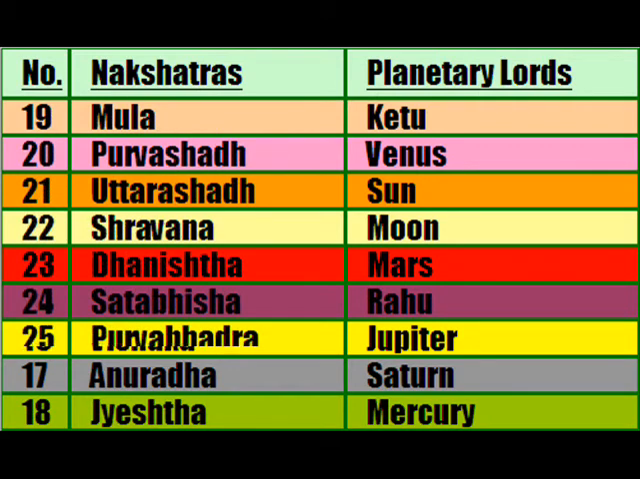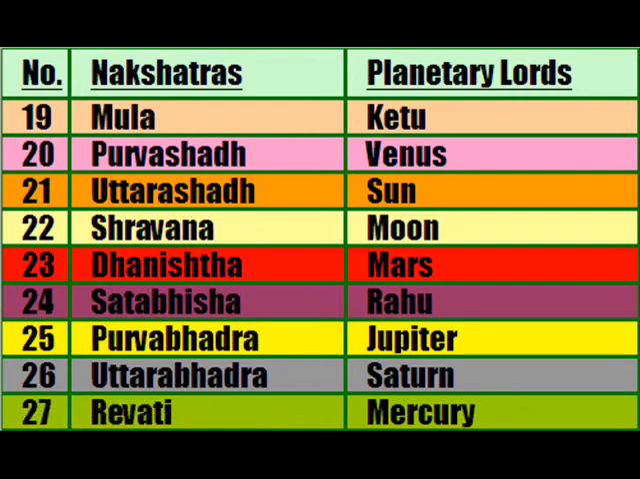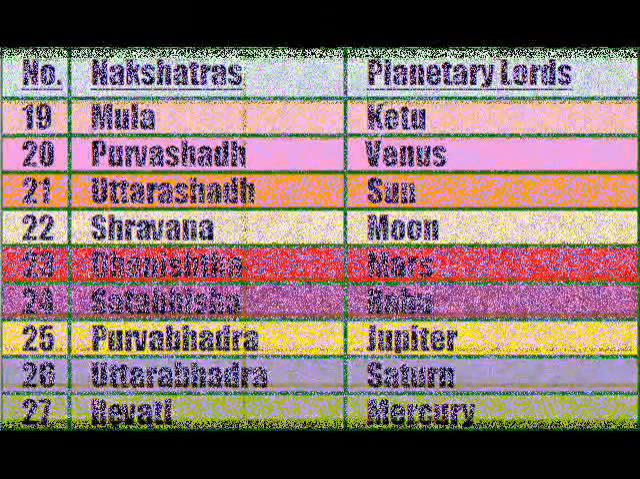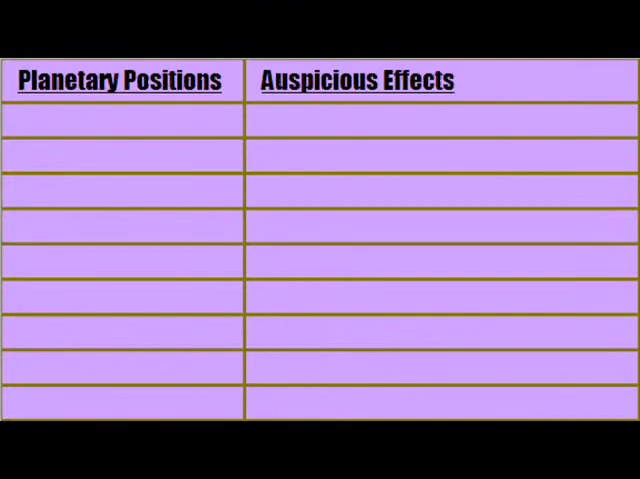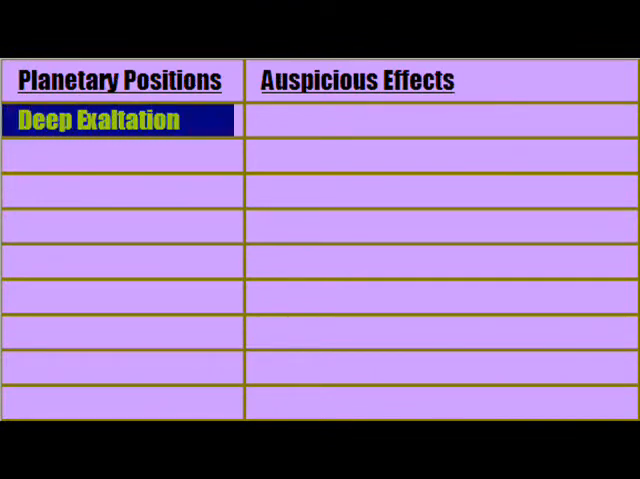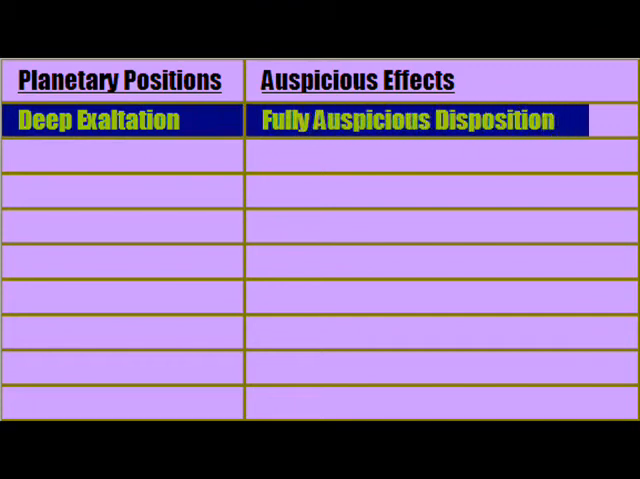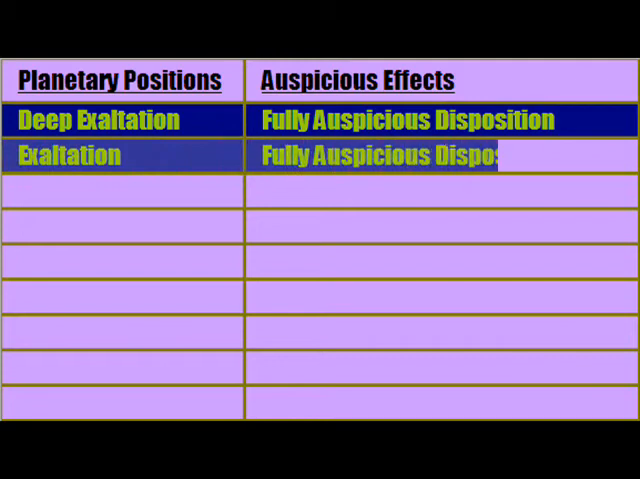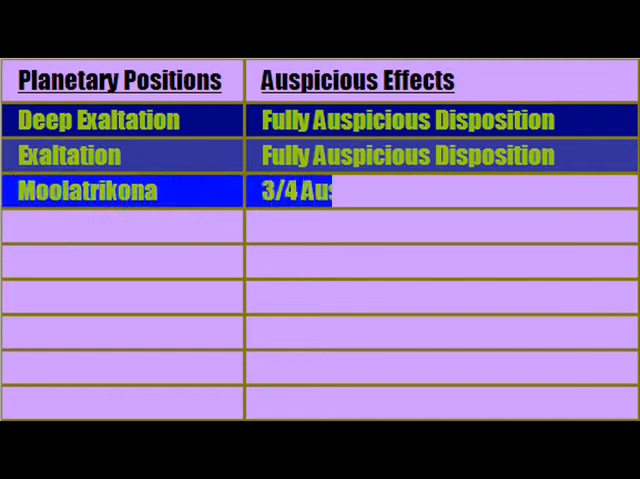Positional strength of planets can be understood partly by knowing their dignities through placements in a given horoscope. Let's look at the chart containing the various states of grahas and the effects based on such dignities of planets. A graha in deep exaltation and exaltation placements will give fully auspicious results, while a graha in Mula Trikona will give 3/4 of such auspicious results.